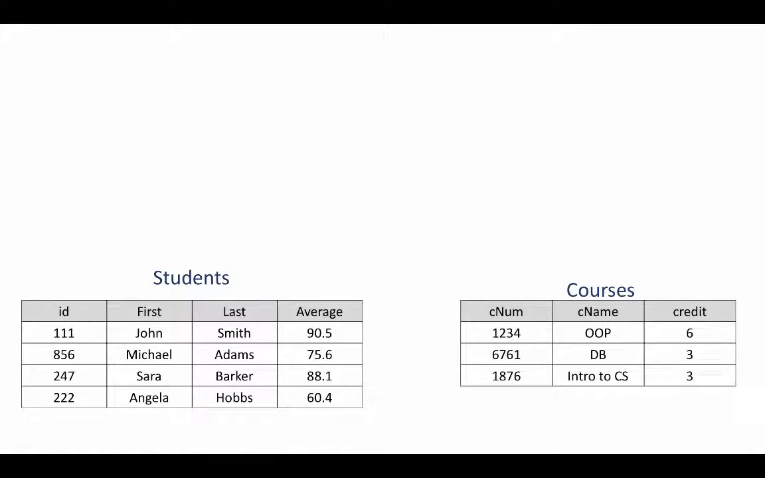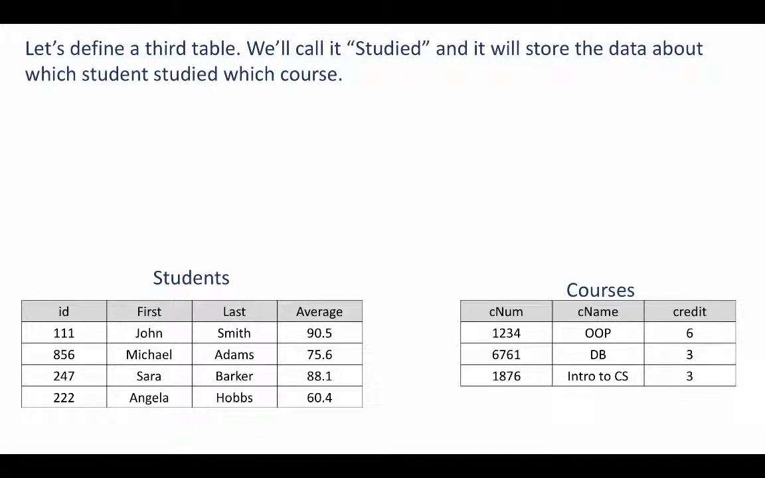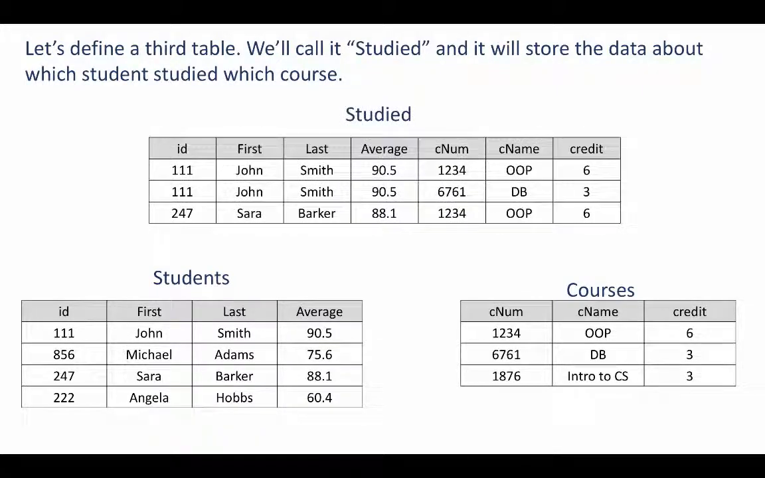So what is the solution? Let's define a third table. We will call it studied and it will store the data about which student studied which course. This is the table studied. You can see that the table consists of the elements of the students table and the elements of the courses table.